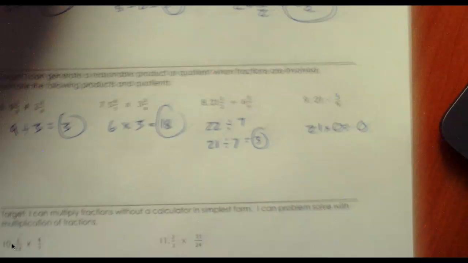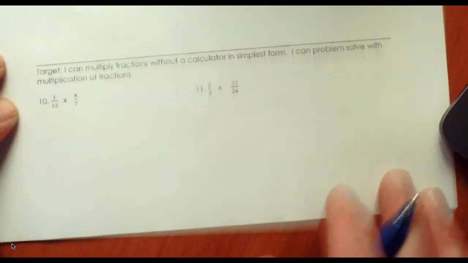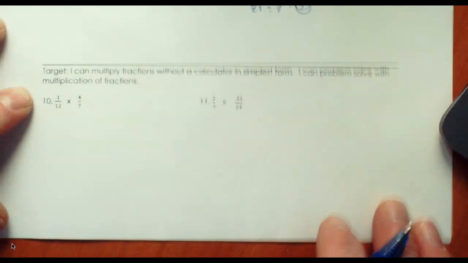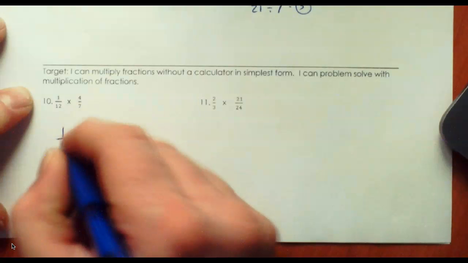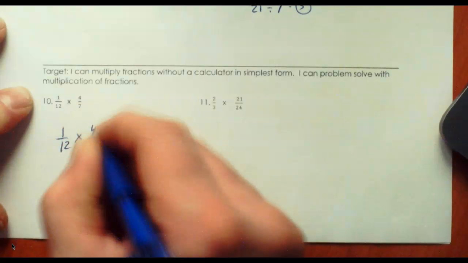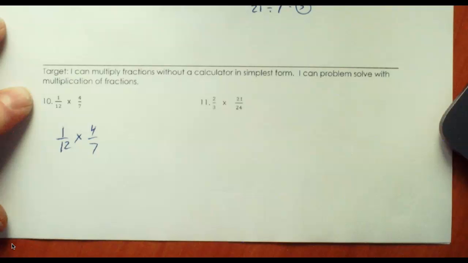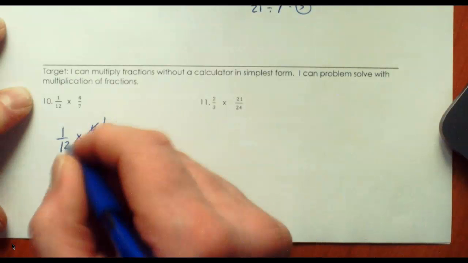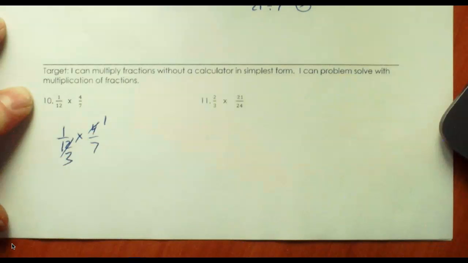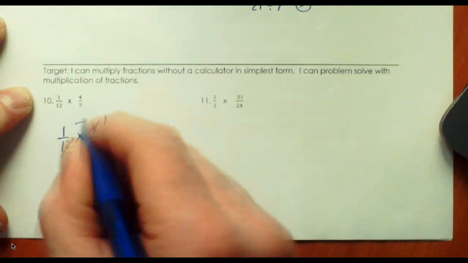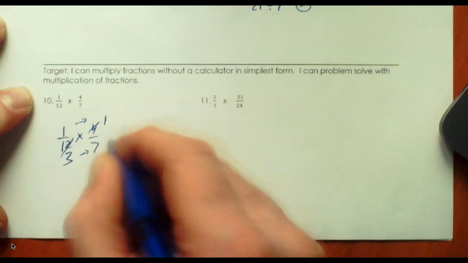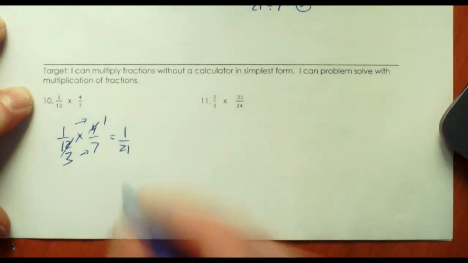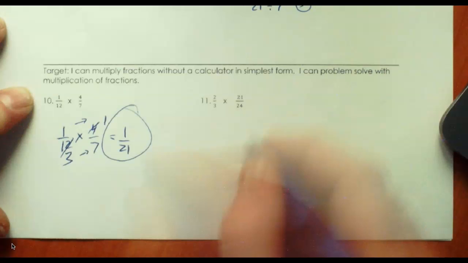All right, the last 2 things here on this first page we'll do. We have to multiply these fractions without a calculator. So we have 1/12 times 4/7. Well, look diagonally. You can divide by 4 here. 4 divided by 4 is 1. 12 divided by 4 is 3. And so now I can just multiply straight across. 1 times 1 is 1. 3 times 7 is 21. Here we go. 1 over 21, and done.